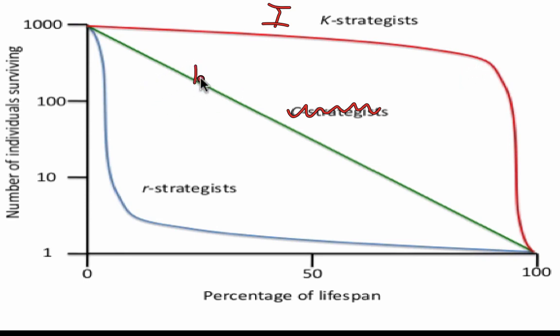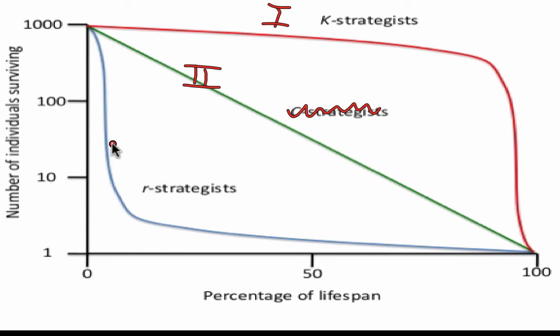We have this type 2. This is kind of weird. This is a pretty constant death rate. So things like corals and, I don't know, like squirrels and stuff like that. There are some kinds of animals that fall in the middle that have a constant death rate, which is a little bit odd.